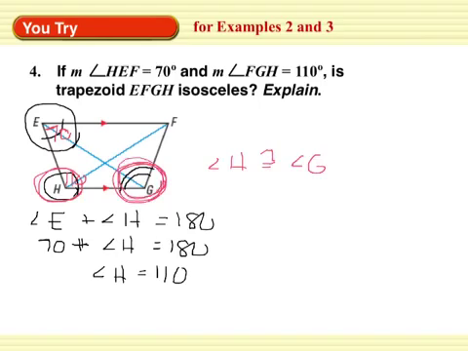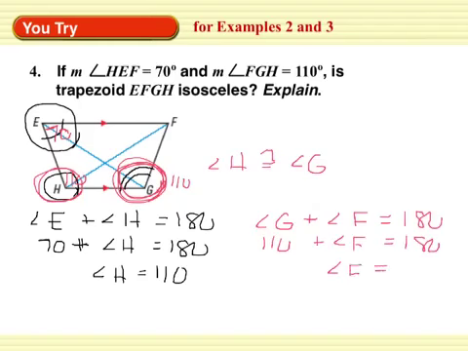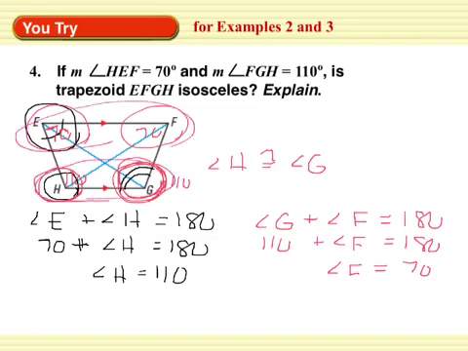If this angle is 110, angle G plus angle F should also equal 180 because they're supplementary. So let's substitute 110 in and solve for angle F. So now we can see that those are congruent. So by using what we know about trapezoids, we can say that the base angles are congruent, and yes, it's isosceles because of theorem 814.